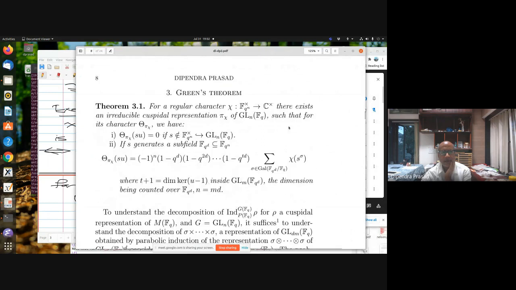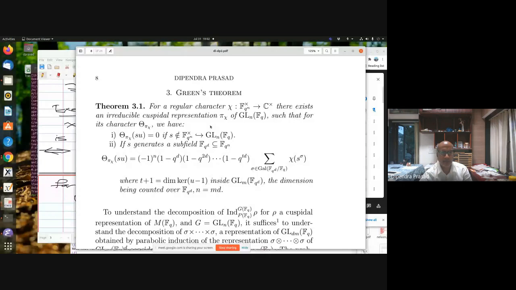Okay, so here is Green's theorem. For a regular character of F_{q^n}^* to C^*, there exists an irreducible cuspidal representation pi_chi of GL_n(F_q) such that its character theta_chi has the following property at an element, which is called the Jordan decomposition of the element, S times U. S is semisimple, U is unipotent, they commute, and this is what is called the Jordan decomposition. For finite groups, it is something quite simple-minded.